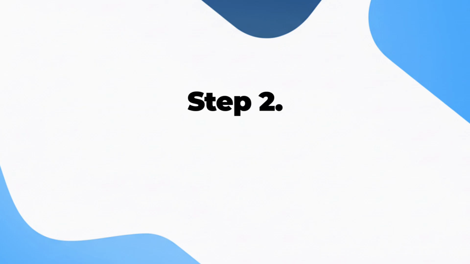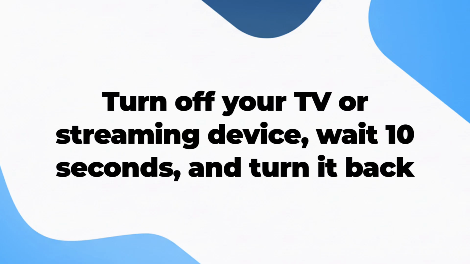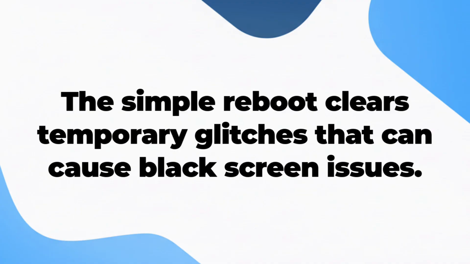Step 2. Restart your device. Turn off your TV or streaming device, wait 10 seconds, and turn it back on. A simple reboot clears temporary glitches that can cause black screen issues.